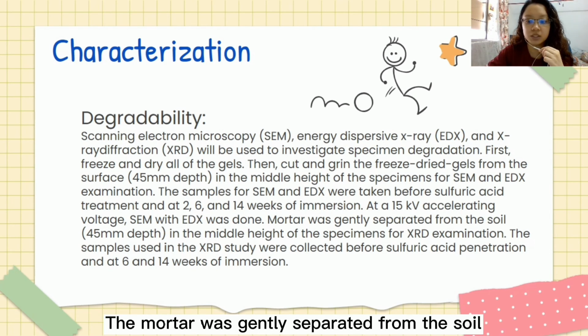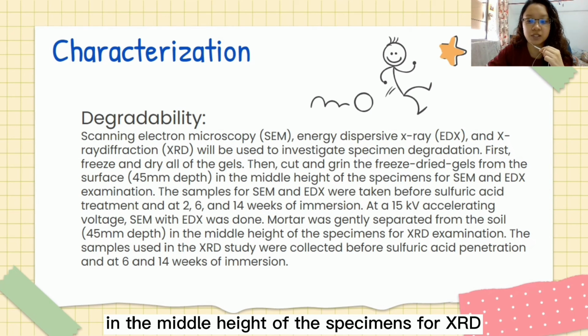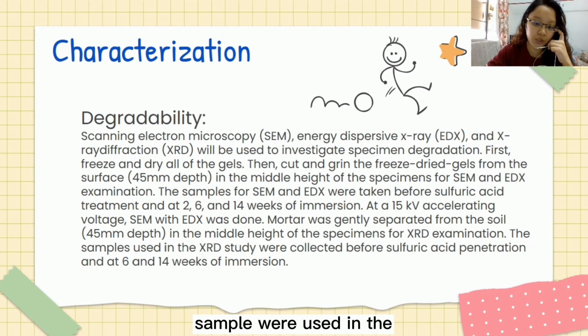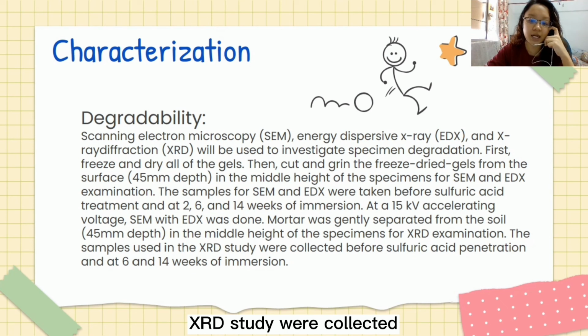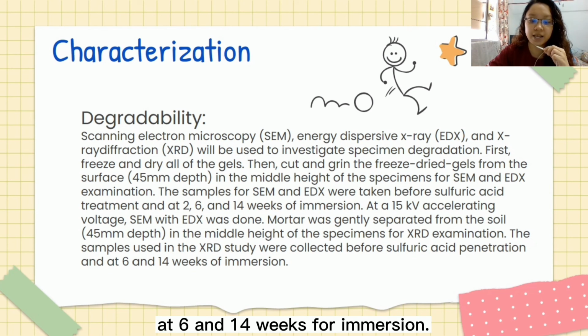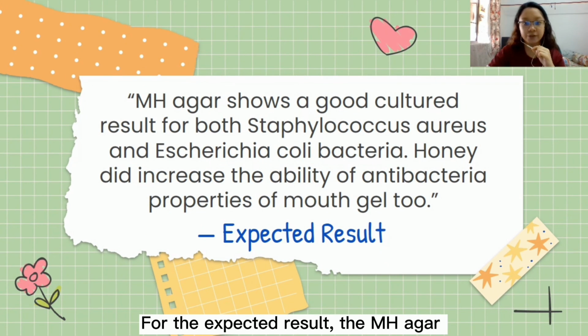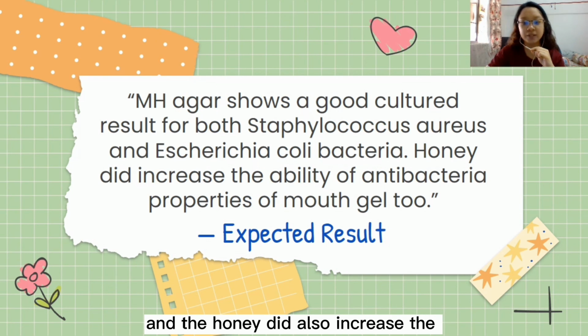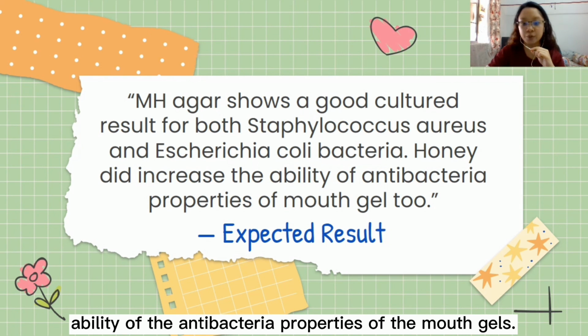The mortar was gently separated from the soil in the middle height of the specimen for XRD examinations, and the samples used in the XRD study were collected before the sulfuric acid penetration at 6 and 40 weeks of immersion. For the expected result, the MHA study shows a good culture result for both gram-positive and gram-negative bacteria, and the honey also increased the antibacterial properties of the mouth gels.